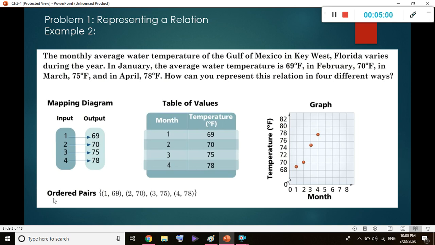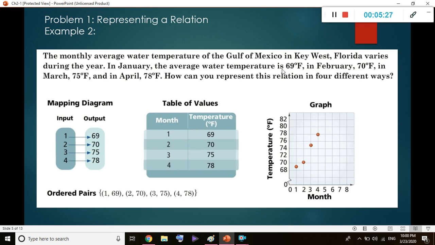So let's see the ordered pairs here. We're just going to plug in. As we're having January, February, March, April, from January up to April, this is the input. Okay, so we're just going to make it 1, 2, 3, 4. We have 4 inputs, and because we're having 4 inputs, we also have 4 outputs here, one for each input. For January, we have 69 degrees.